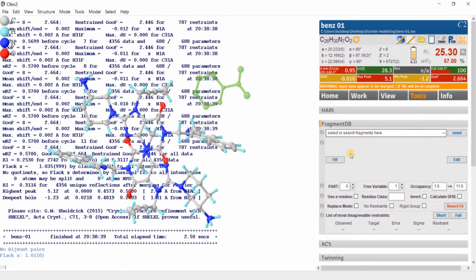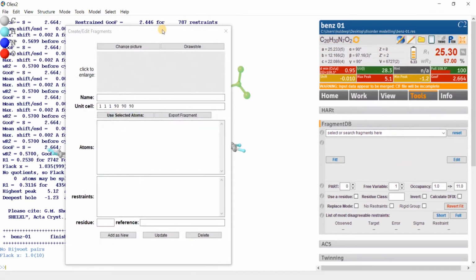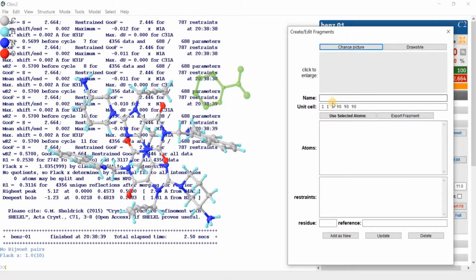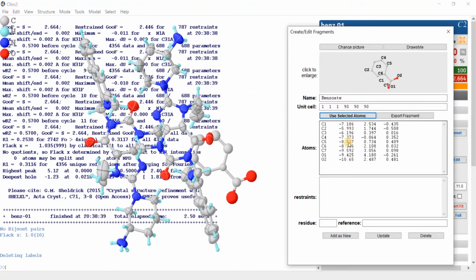FragmentDB, and here is a button Edit. Press this button and a new window will appear. Let's name this molecule benzoate. And press this button Use selected atoms. Which selected atoms? These selected atoms. Press this Use selected atoms and you will see these atoms appear here: C1, C2, C3, C4, C5, C6, C7, O1 and O2.